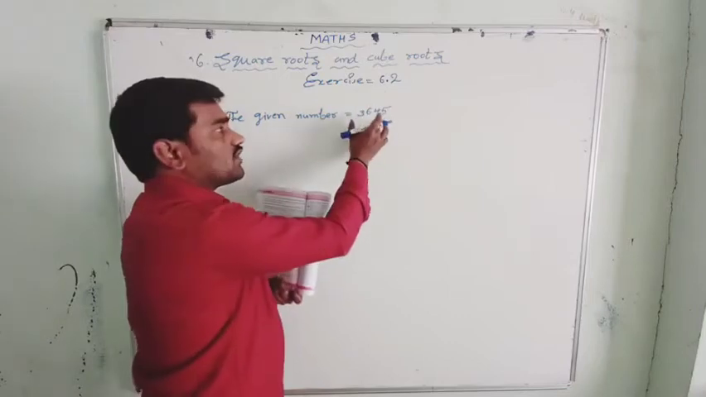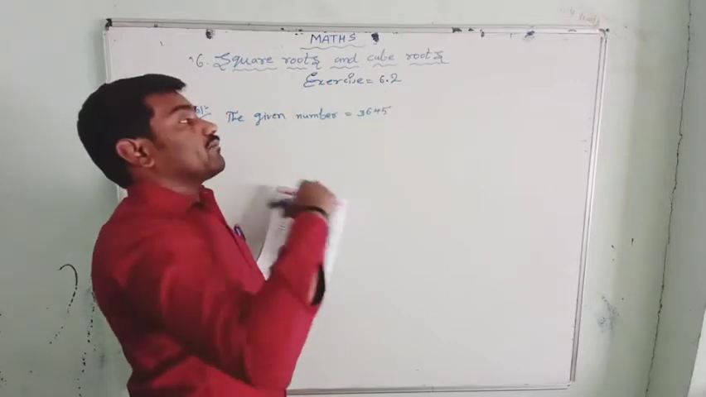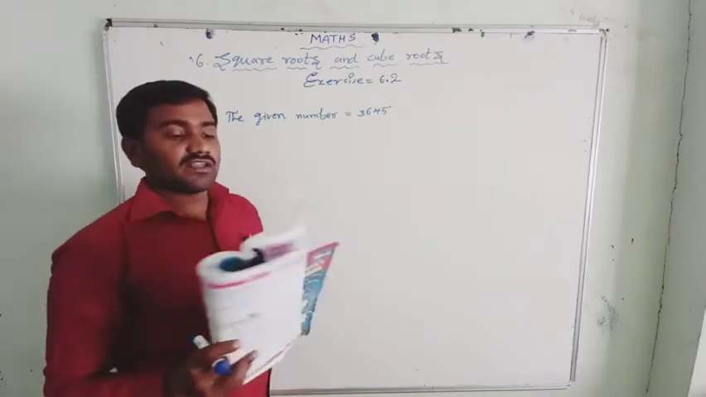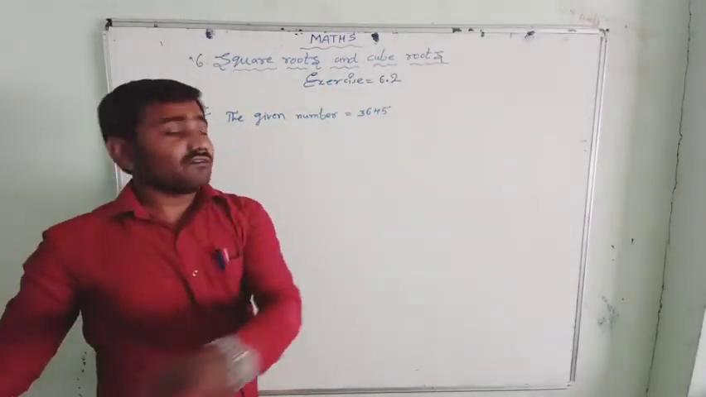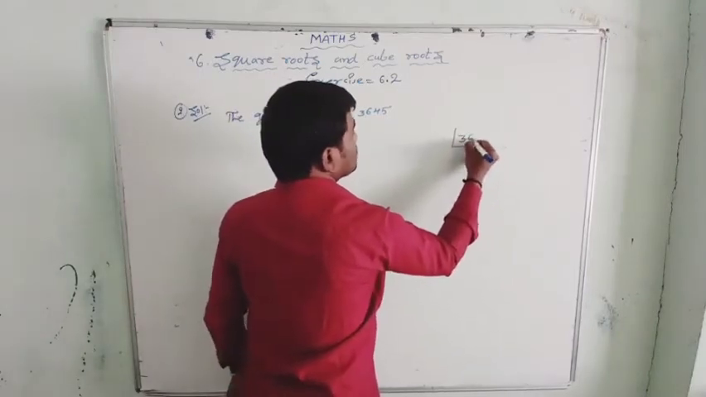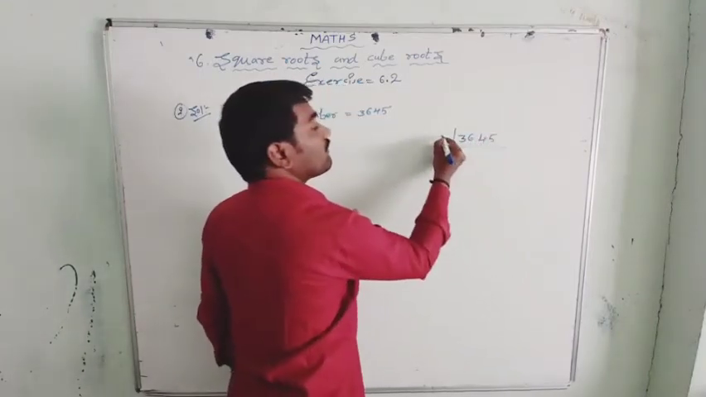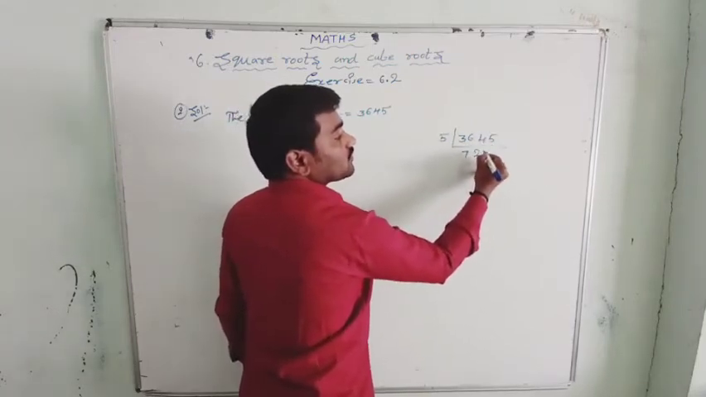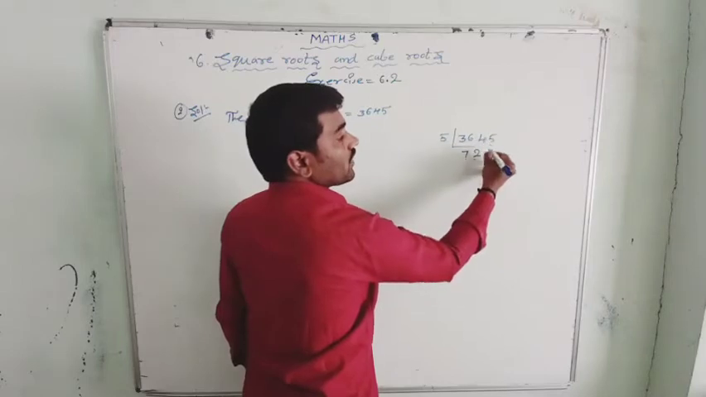a perfect square. It is not a perfect square now. What number do we have to multiply to this number so we get a perfect square? For that we have to factorize this number. Let us factorize the number 3645. We go with the 5 table. 5 7s are 35, 1 left. 5 2s are 10, 4 left.